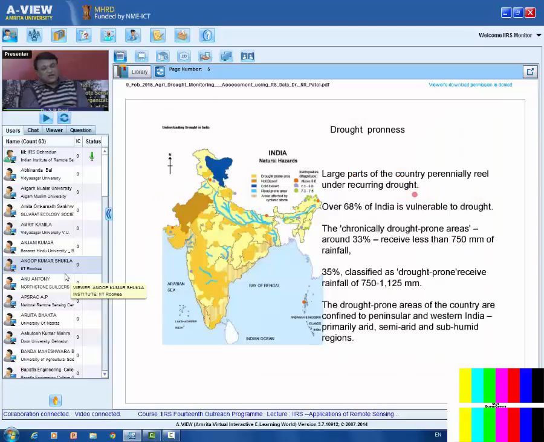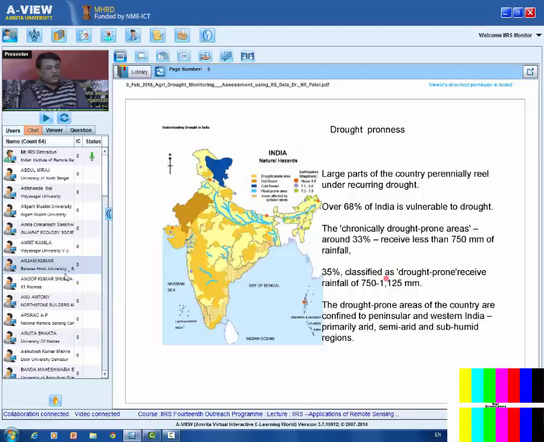So which areas are more prone to drought? In general, arid and semi-arid areas are more prone to drought, and these areas constitute about 68% of the total area. That is, 33% of the area receives less than 750 mm rainfall and 35% of the area receives rainfall between 750 and 1125 mm. Together these constitute 68% of the area which is highly vulnerable to drought.